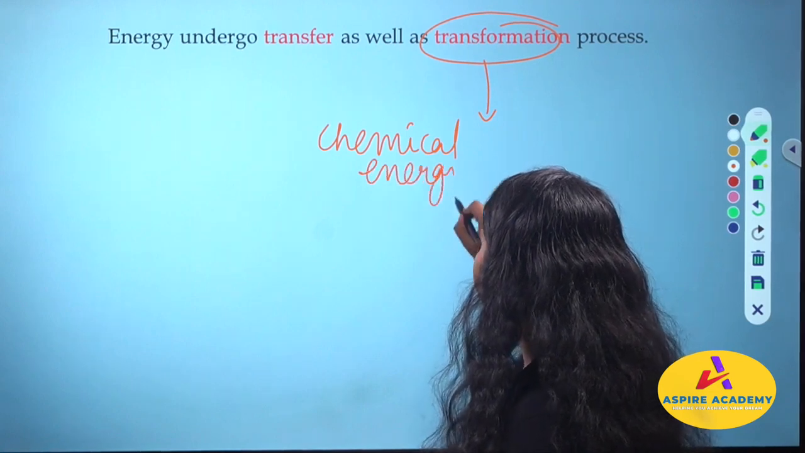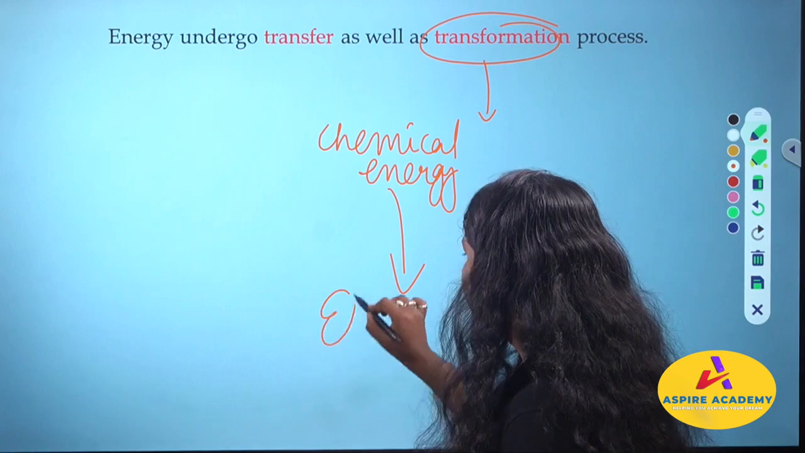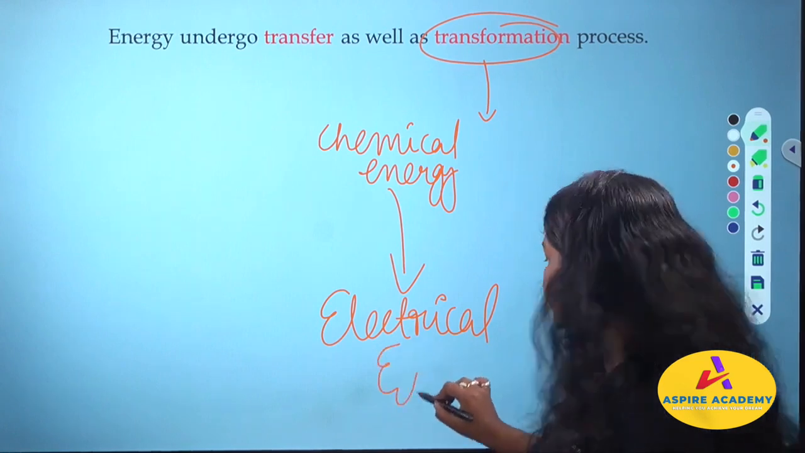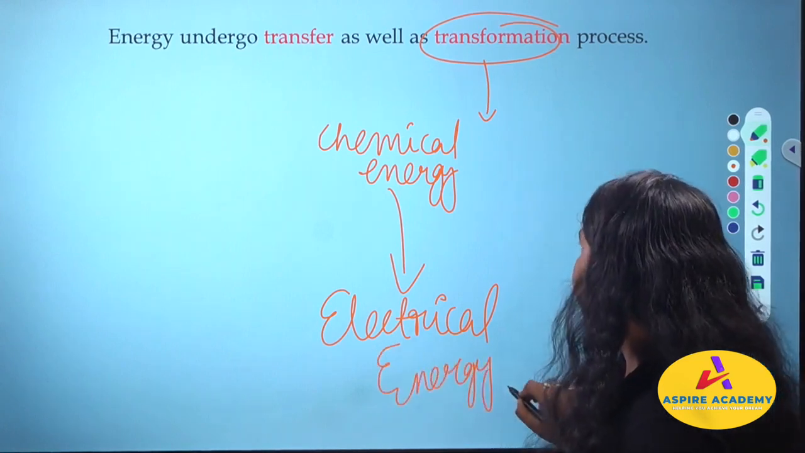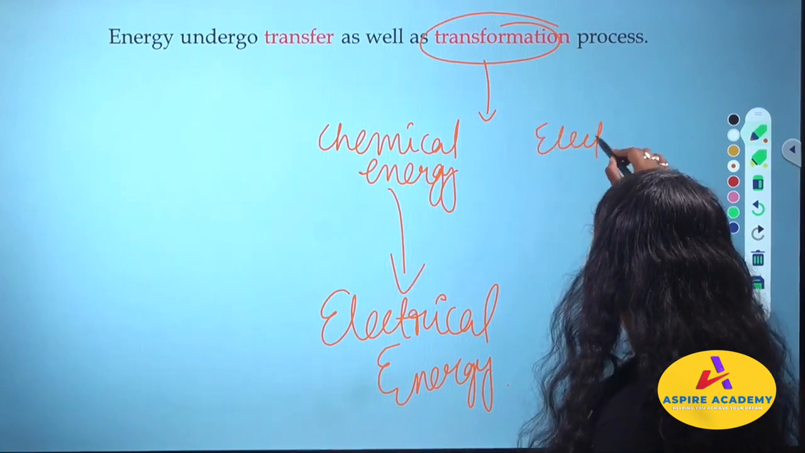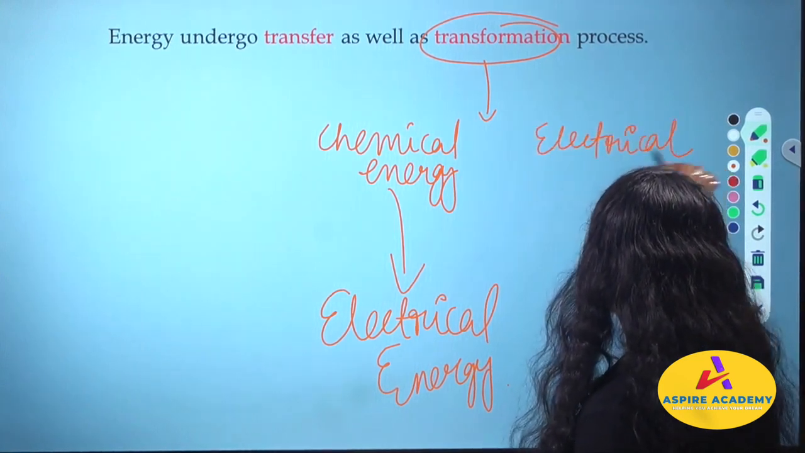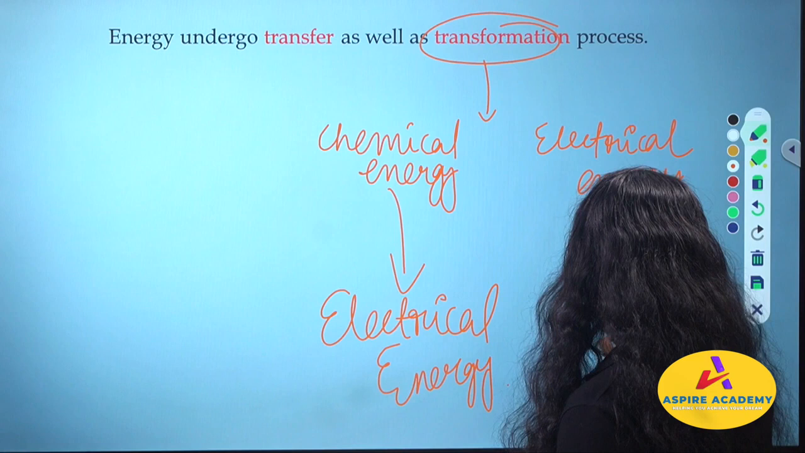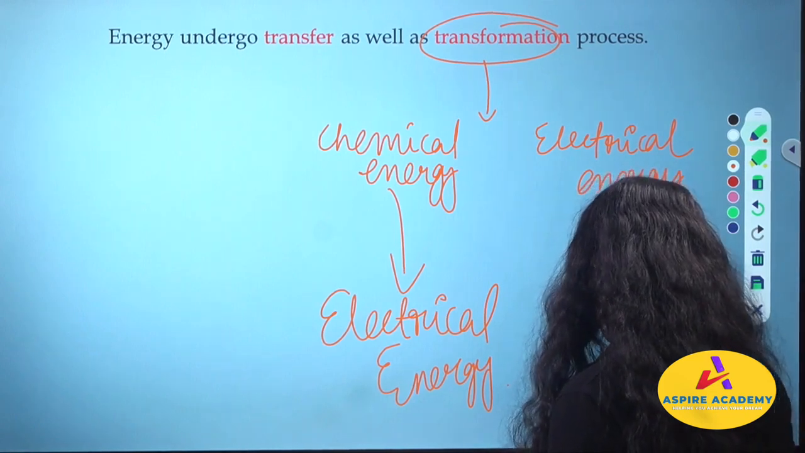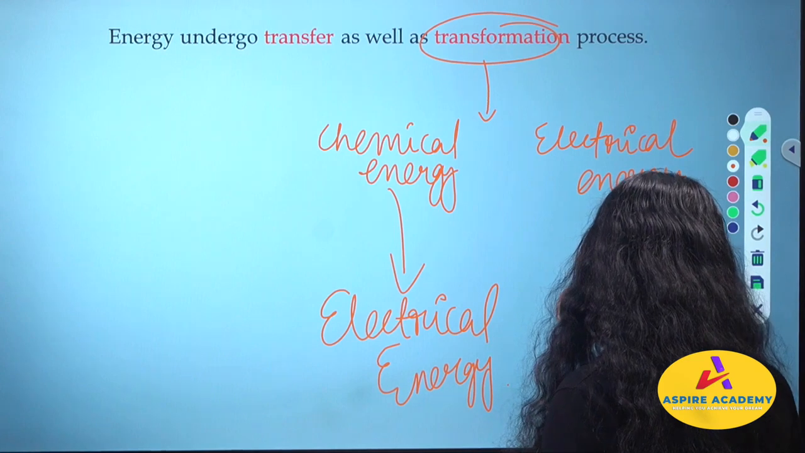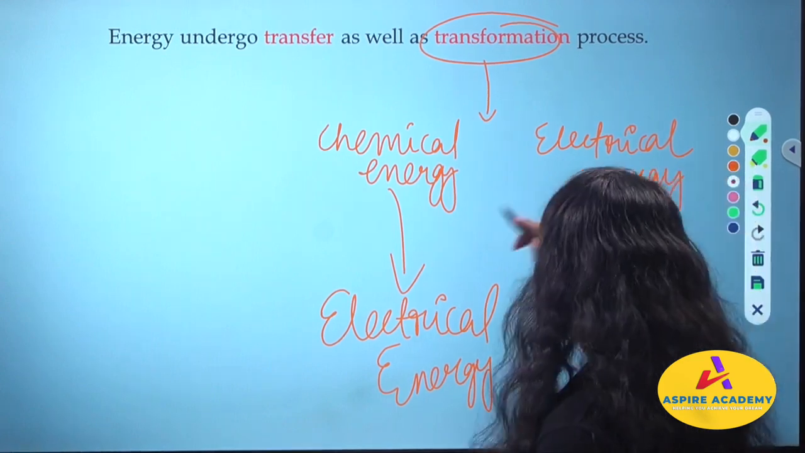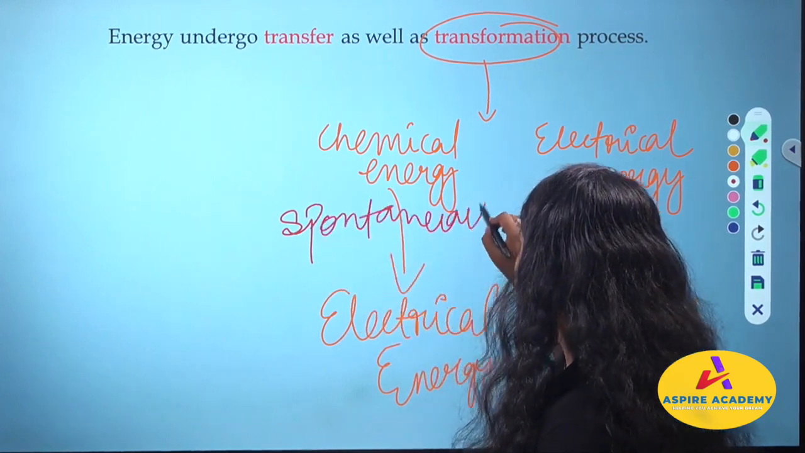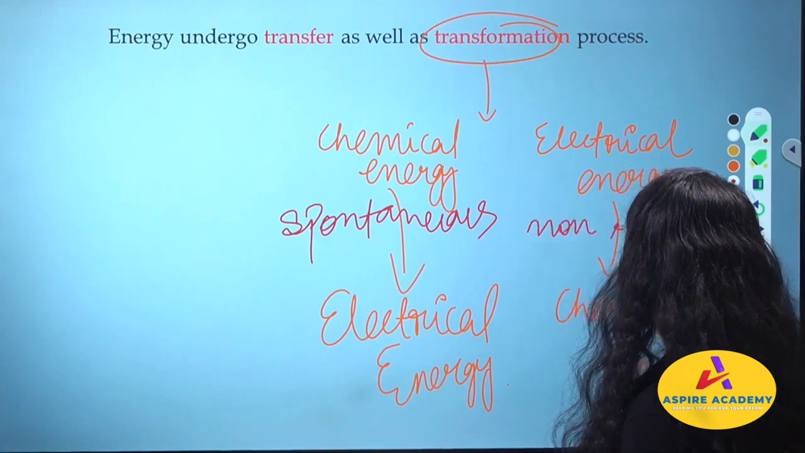Okay, chemical energy is getting converted into electrical energy. This is one case, and the other is electrical energy gets converted to chemical energy. Okay, this is a spontaneous reaction and this is non-spontaneous.